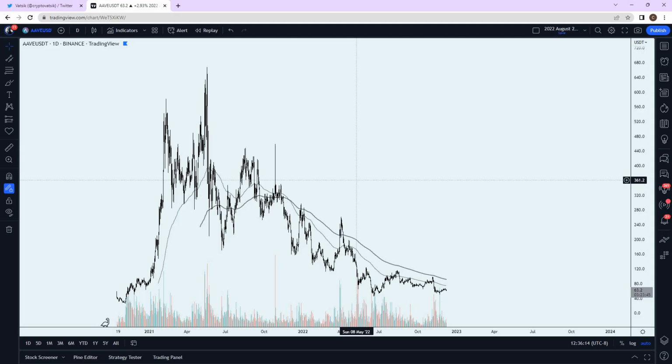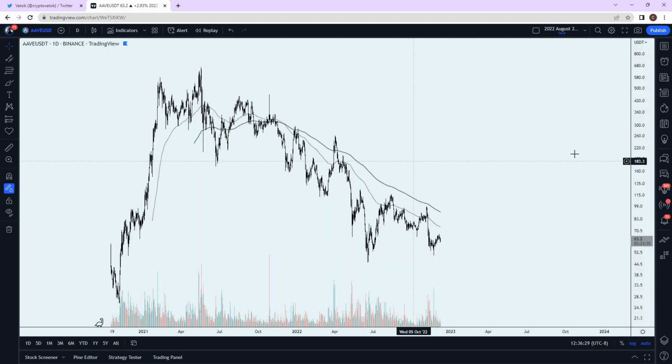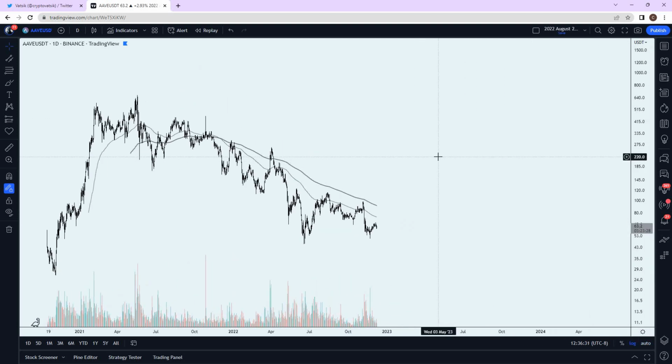Let's go. Okay, today's TA video is going to cover Aave USDT, or Aave, whatever you prefer. I've heard people say Aave before. Maybe I'm crazy, but whatever you prefer, I'm going to call it Aave. So we're on the 1-day chart here on Binance, and first thing we're going to do is flip to the logarithmic chart.